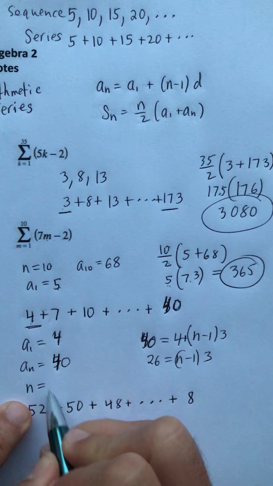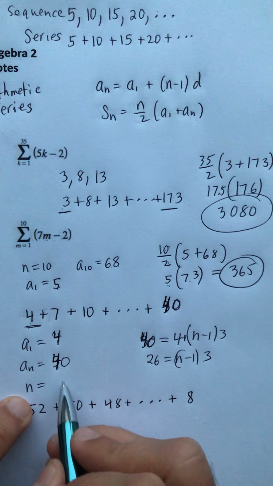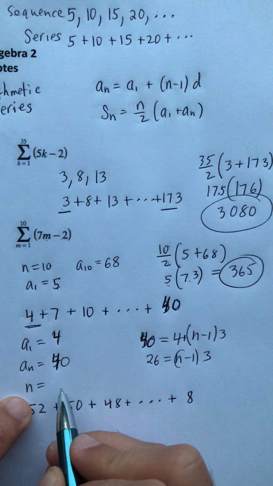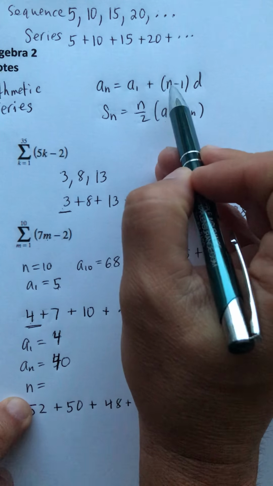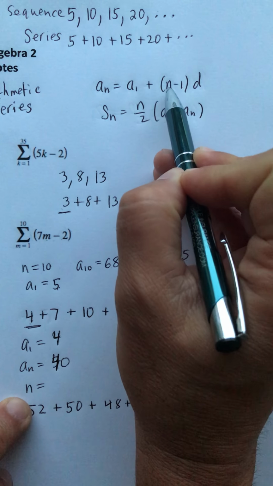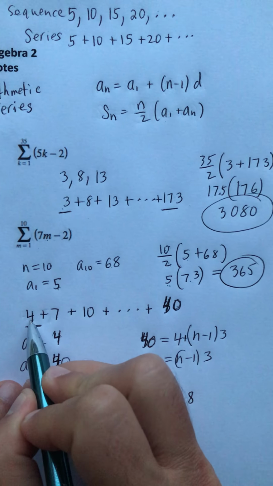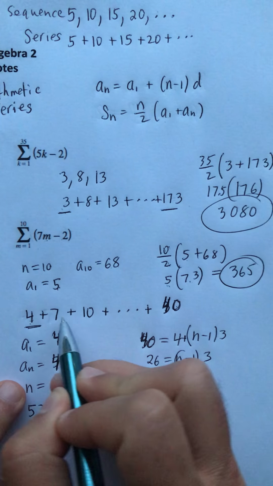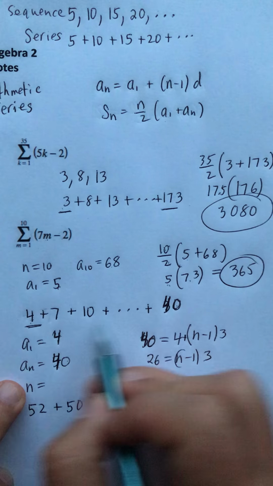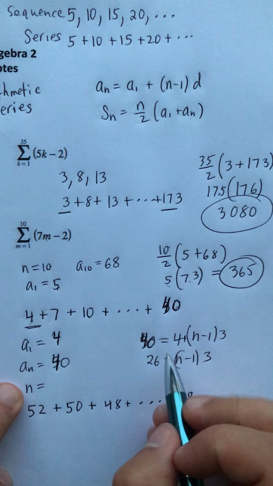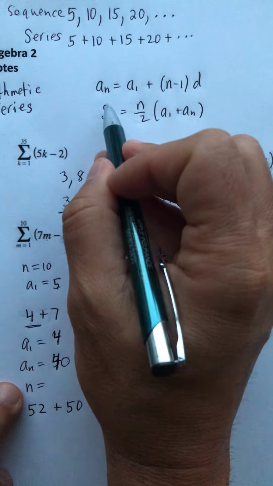But I need to know how many terms I'm adding together. I don't know that. So how am I going to figure out how many terms I'm adding together? That's where this formula comes in. I need to solve for n. I need to know which number term is 40. I know 4 is the first, 7 is the second, 10 is the third, but I need to know which number term is 40 so I know how many terms I'm adding together. So I'm going to plug in 40 here.